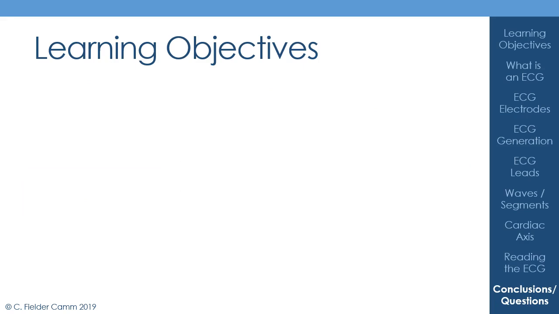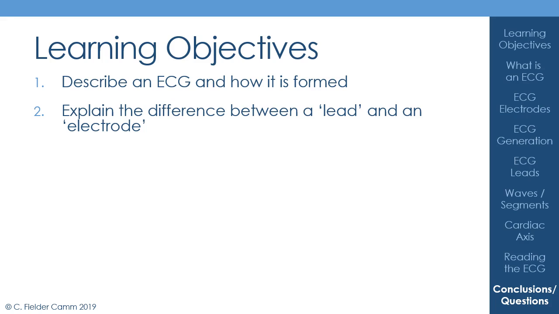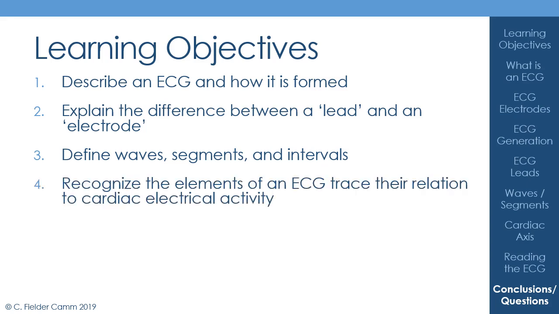So that brings us to the end of this lecture, and I'll just go through the learning objectives again, just so that we can show that we have covered them. We've gone through and described what an ECG is and how we go about getting those electrical signals from the heart. We've explained what a lead is and what an electrode is, and hopefully you won't confuse those two again. We've gone through and defined what a wave is, what a segment is, what an interval is, as well as describing the individual waves, segments, and intervals that are of importance when interpreting the ECG. And we've related that ECG activity to what is electrically occurring within the heart.